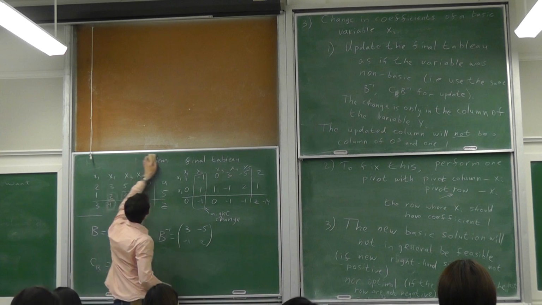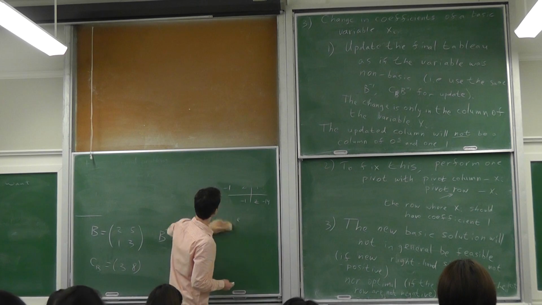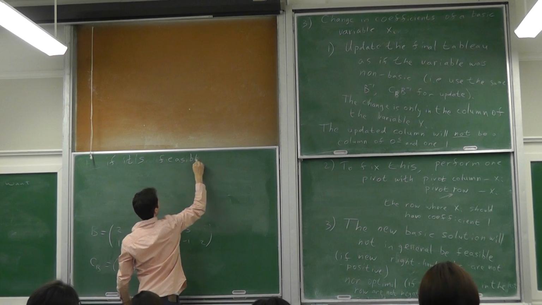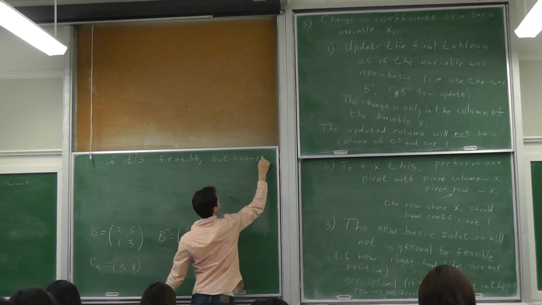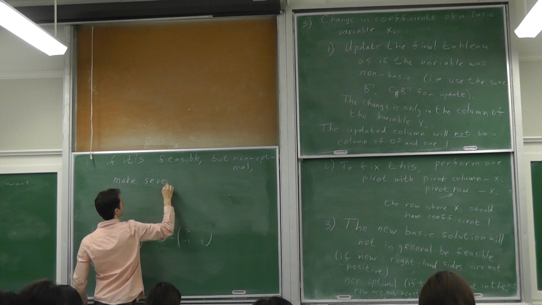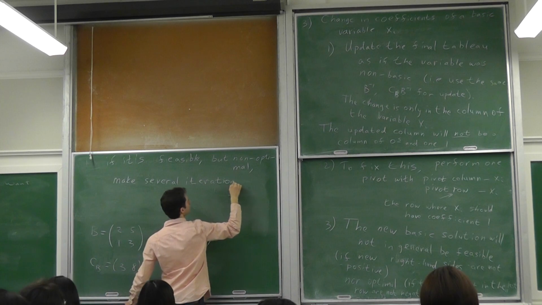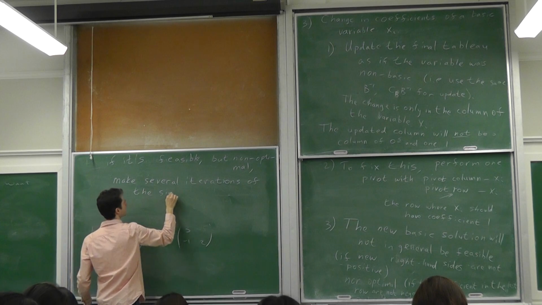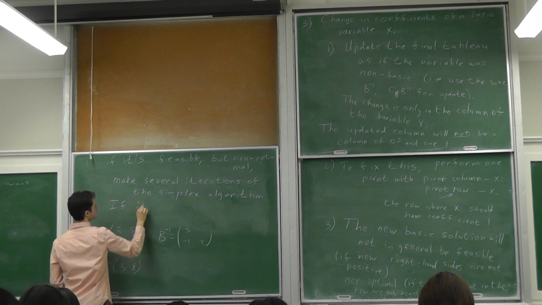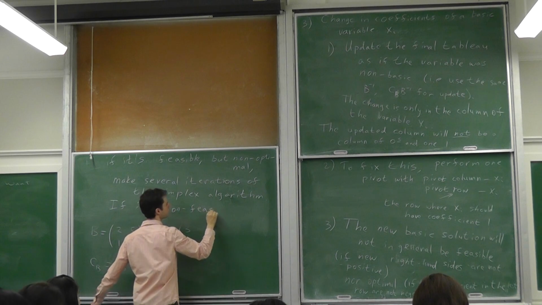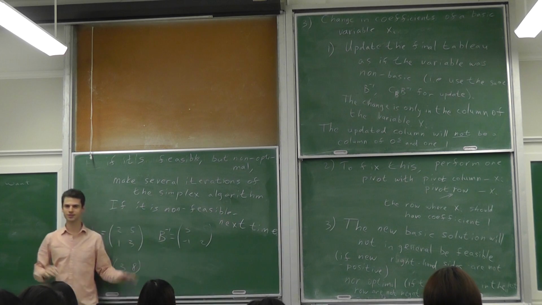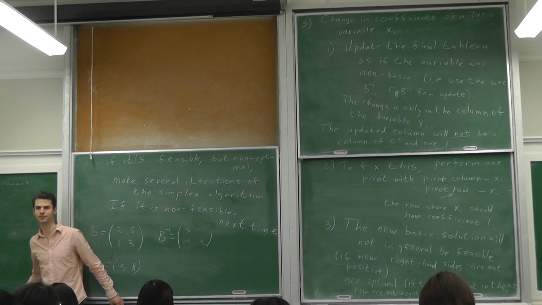So what you do is, if it's feasible but non-optimal, make several iterations of the simplex algorithm. If it is non-feasible, well, leave it in the air. We'll talk about it next time. You continue.